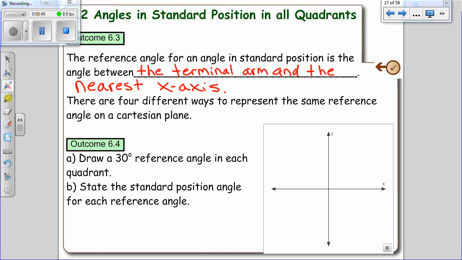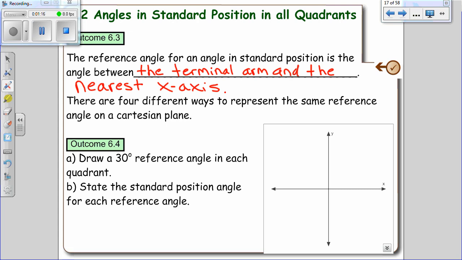Remember, standard position angles always went from the positive x-axis. Reference angles go to the closest x-axis, and it can go in any direction to the closest x-axis. So there should be four different reference angles that can all actually be the same. And I'm going to show you how that would work.